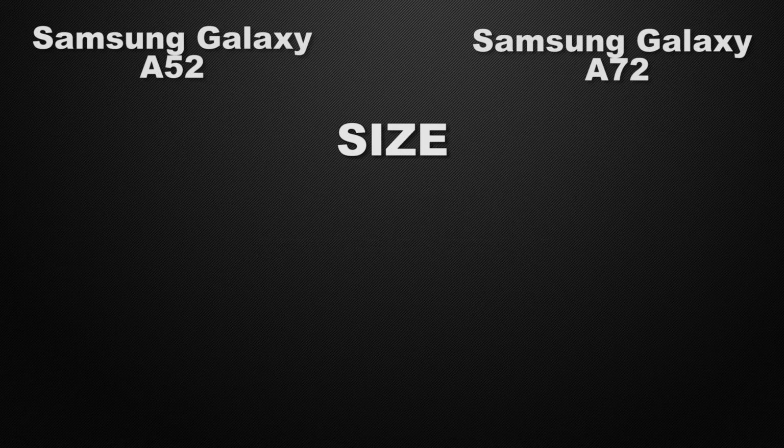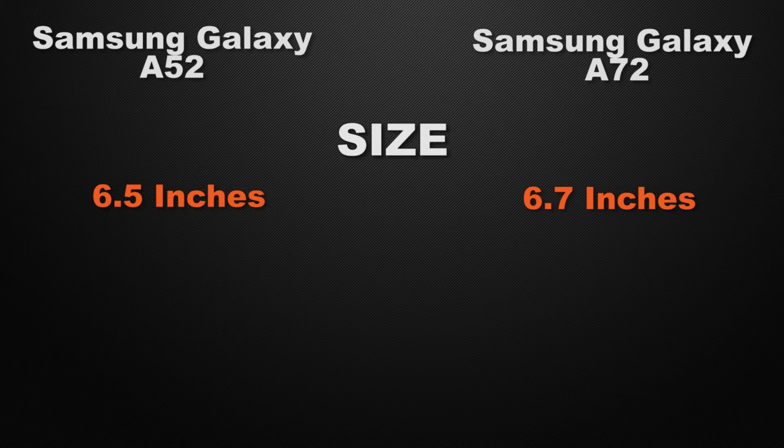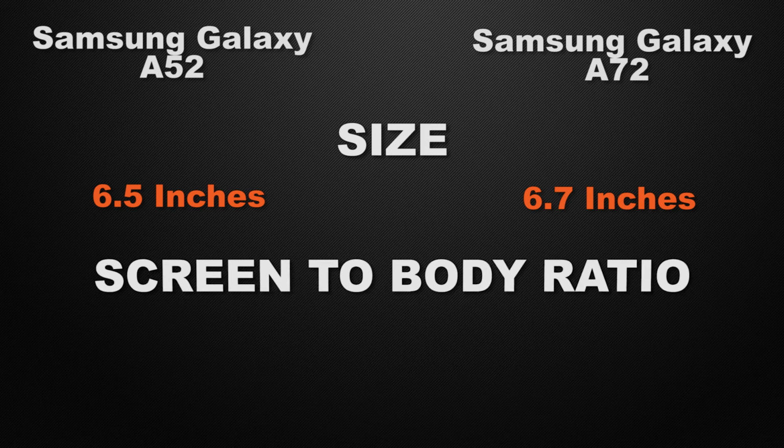Moving to the display features of the devices, let's start with the display size of the devices. A52 has 6.5 inches of display, whereas A72 has 6.7 inches of display. So the winner here is A72 because it has a larger display size. And about the screen to body ratio of the devices, A52 has approx 84.9%, whereas A72 has 87.2%. So clearly the winner here is A72 because it has a larger ratio.